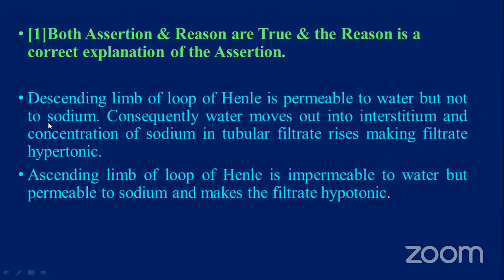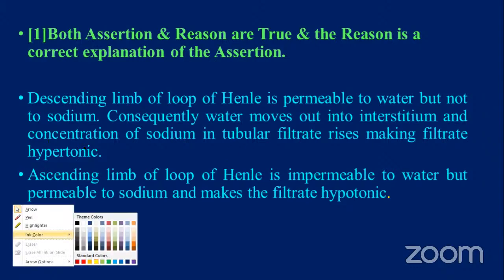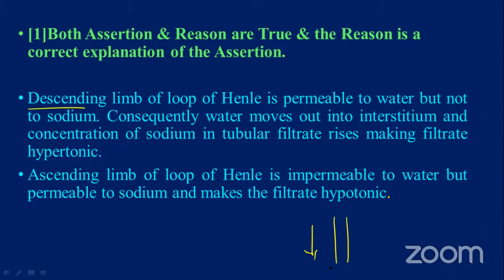The descending limb of the loop of Henle is permeable to water, but not to sodium. Listen here. In the descending limb, what is happening now? It is permeable to water but not sodium. Water molecules are allowed out. As a result, water moves out into the interstitium and the concentration of sodium in the filtrate rises, making the filtrate hypertonic. This one is descending and this one is ascending. Here water molecules move from inside to outside. Here the sodium concentration will be high, which means hypertonic.